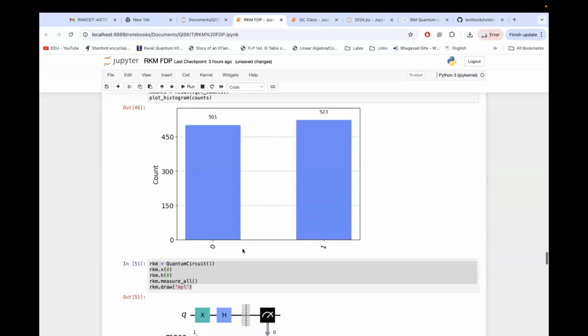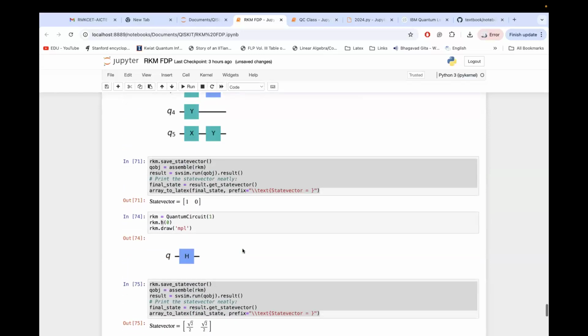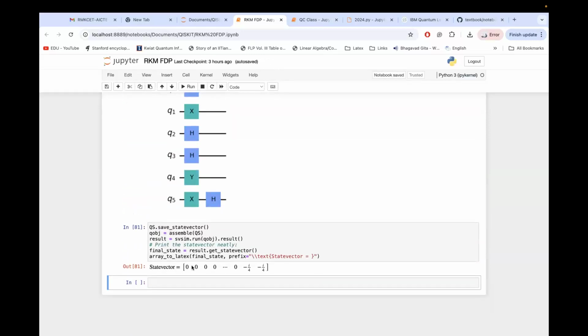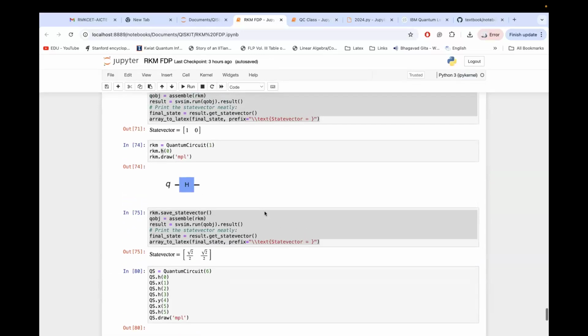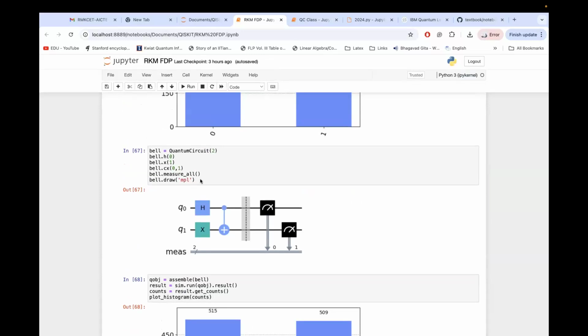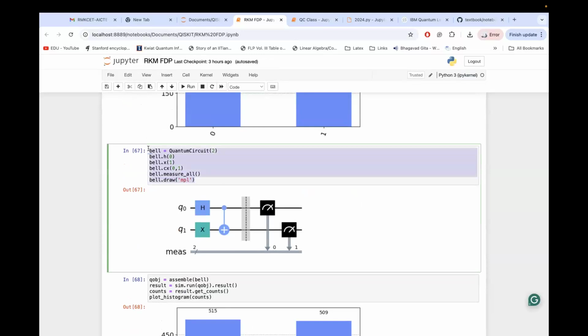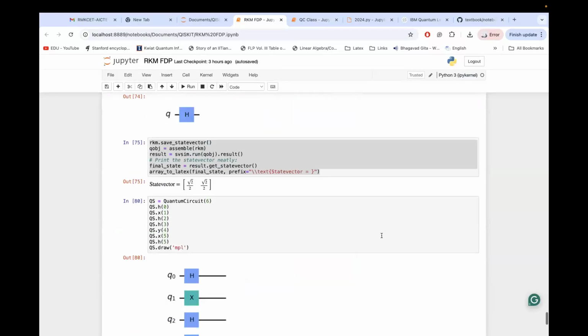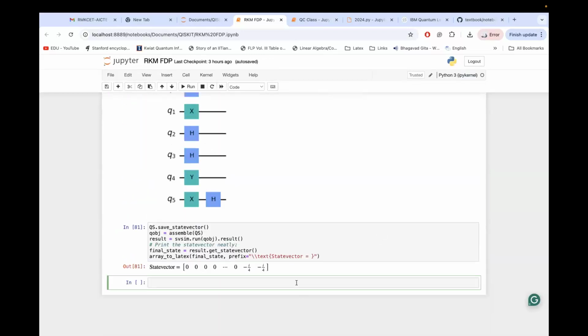It can be either a histogram plot or else this array to LaTeX command that is going to print the direct state as it is, right? So now for this circuit, we'll see what the visualization is. For example, we created the build state, right? So this is the build state, and let's see what build state we are getting using this array to LaTeX command.